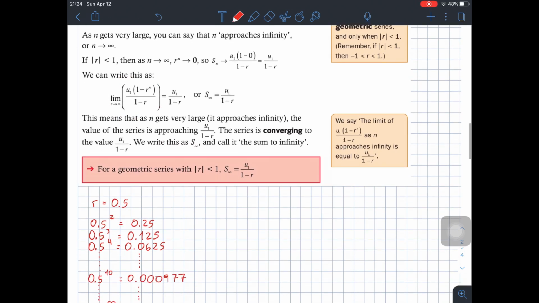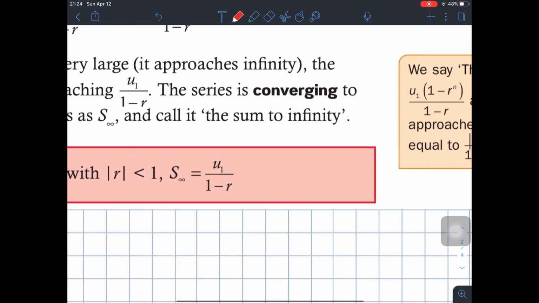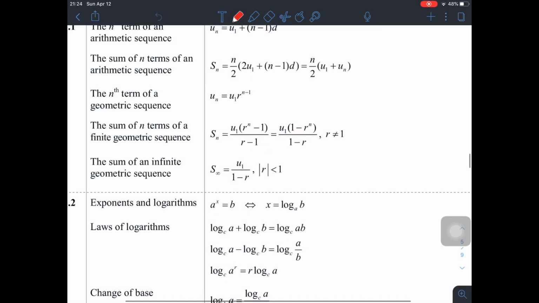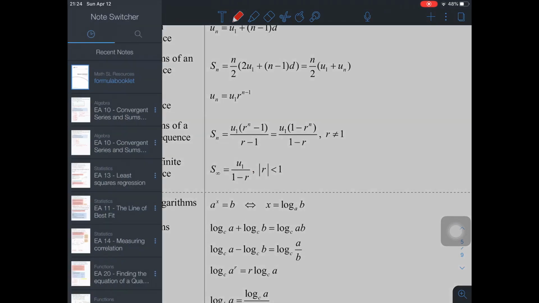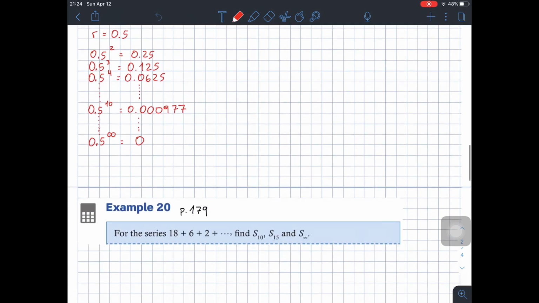So it says, for a geometric series with an absolute value of r less than 1, the sum to infinity is given by this equation, which, if you see, is the same equation we have in our formula booklet. And here you have the condition. It's only applicable if the absolute value of the common ratio is less than 1. So remember that.